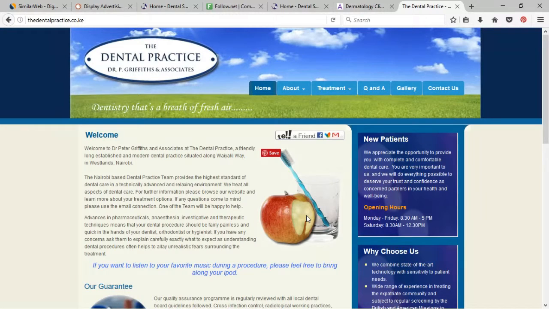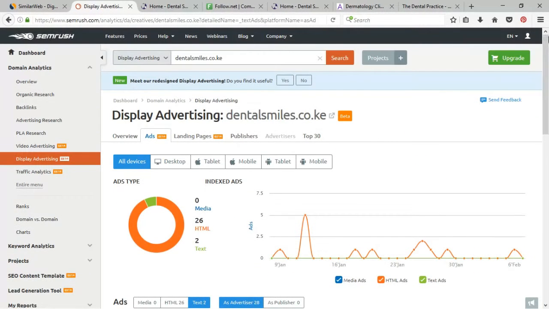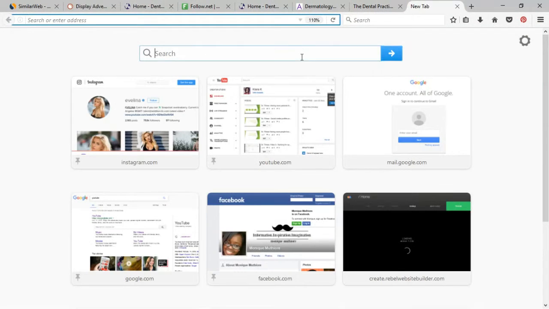And this is what I like to do afterwards. I like to follow up and give you a proper audit of what's going on online. So, what I have here is a homepage for your website, but I won't focus more on that. I'll focus more on the display advertising that your competitors are using. There's this software that we use. I've just keyed it in here, dentalsmiles.co.ke. As you know, they have been running advertisements for quite a while.